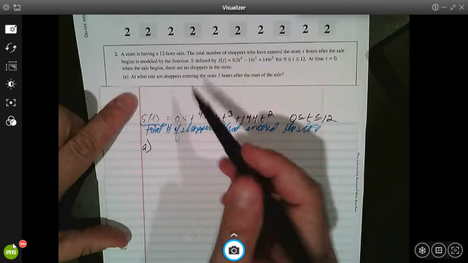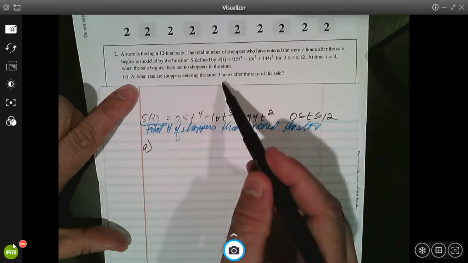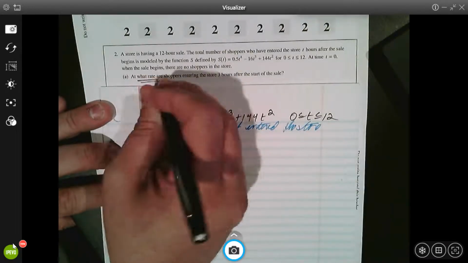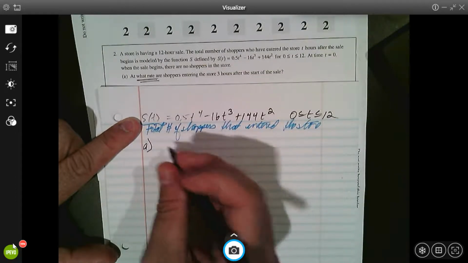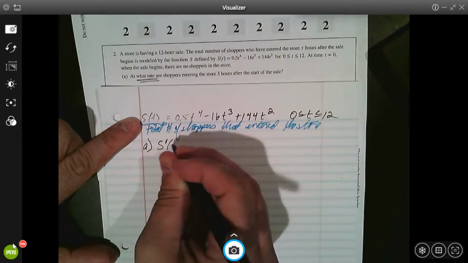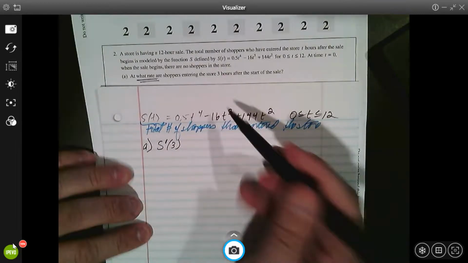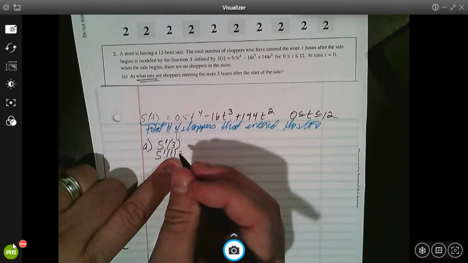Okay, in part A, at what rate are shoppers entering the store 3 hours after the start of the sale? Part A is asking a rate question. S is a total. So what I need in part A is S prime, specifically S prime at time t equals 3. So first of all, we're going to find S prime of t, the derivative.